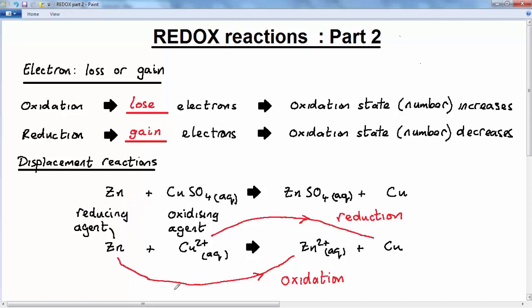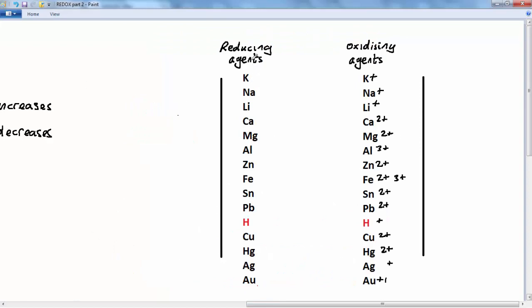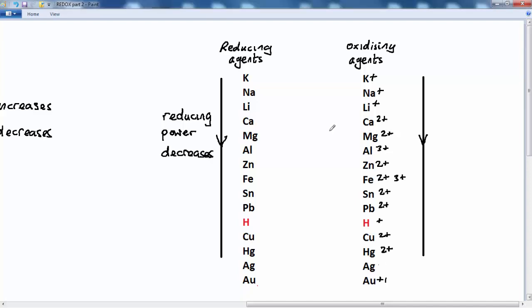Okay, so let's just compare the reducing and oxidizing power of the metals and their aqueous metal ions in the reactivity series. We can talk about the metals as being reducing agents. They want to lose electrons to form aqueous metal ions, and their ability to do that decreases as you move down the reactivity series. So we can say that they are reducing agents and their reducing power decreases as we move down the series. That's to say their ability to lose their valency electrons to form an ion.